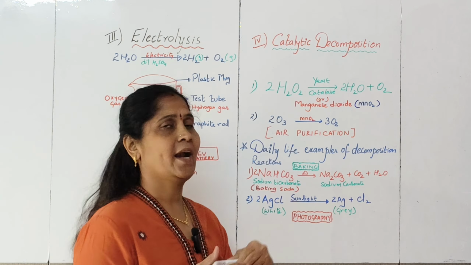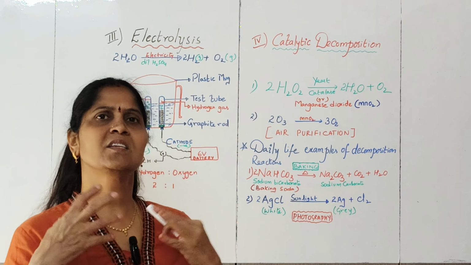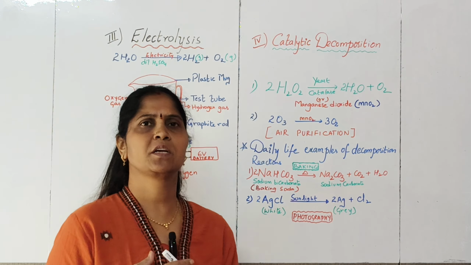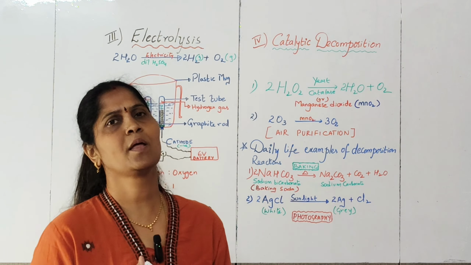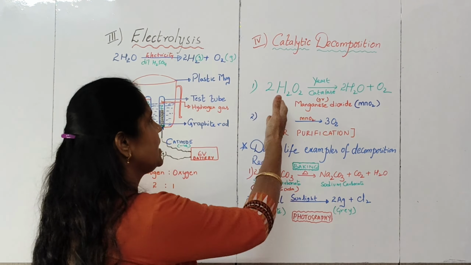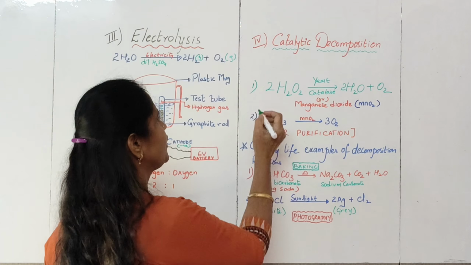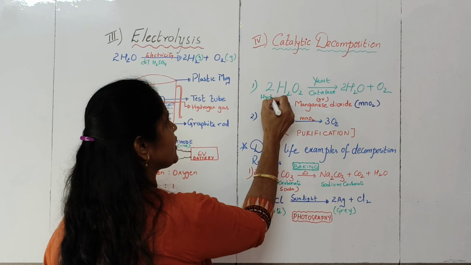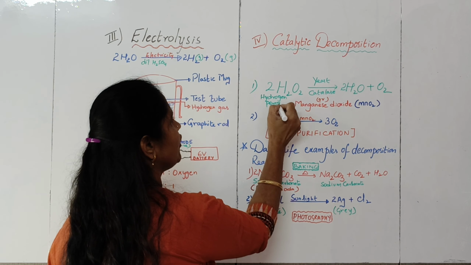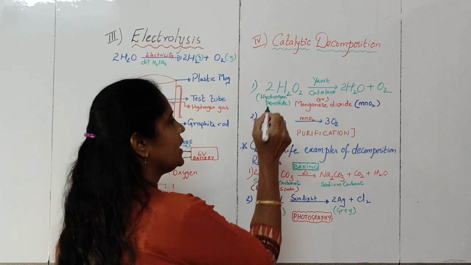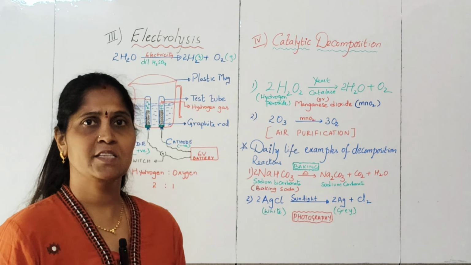So let us talk about catalytic decomposition, wherein a catalyst is an agent which will speed up the reaction. It will help in easy breakup of the compound into simpler substances. So here you can see H2O2. What is H2O2? By the way, it is hydrogen peroxide. At home, if you are wounded, you will commonly use hydrogen peroxide, which is an antiseptic.